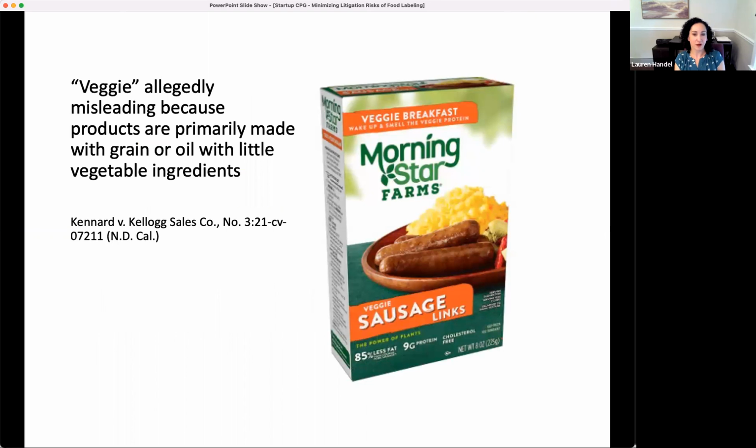Another example where the word veggie is being used for a product that is primarily made with grains and oils with little of what we would think of as actual vegetables. And that's alleged to be deceptive. And the defendants in this case are saying, we use veggie, like veggie burger, to just mean it doesn't have meat, and consumers aren't being deceived.